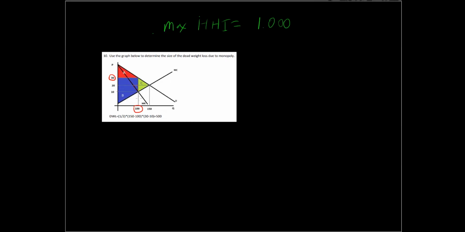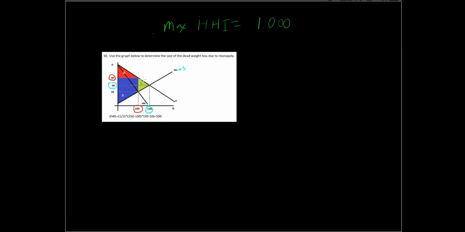And then the perfectly competitive outcome would have been where supply is equal to demand, or where demand is equal to marginal cost. Marginal cost is the same thing as supply, which is a quantity of 150 at a price of 20. And all that I'm asking you to do here is, here's this graph with a monopoly market. Determine the size of the dead weight loss due to monopoly.